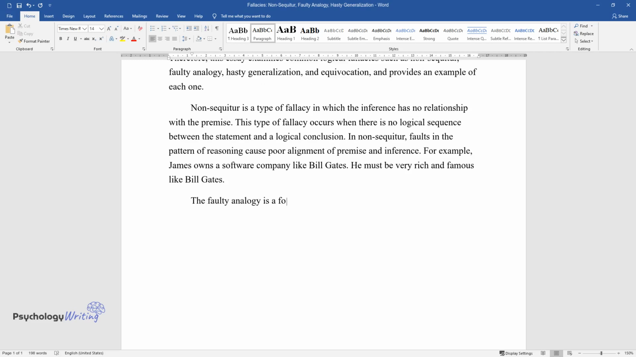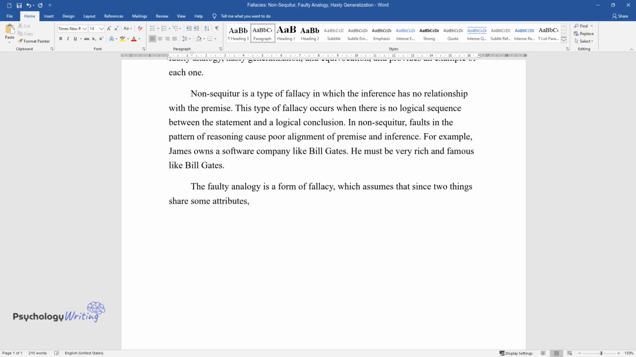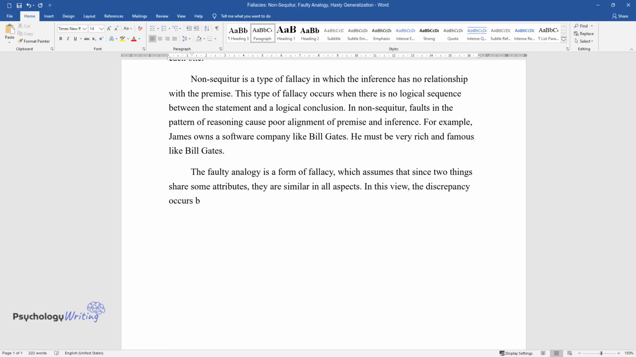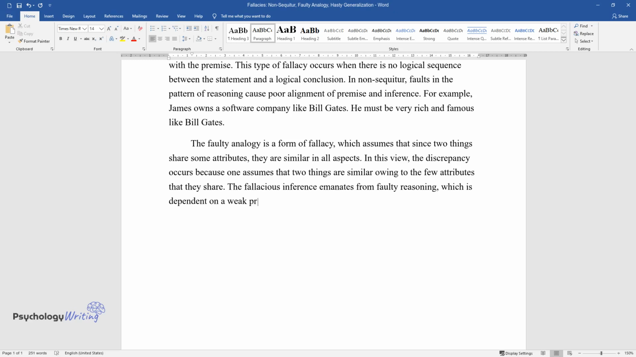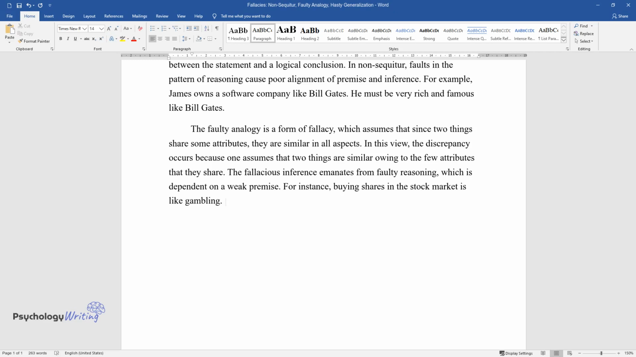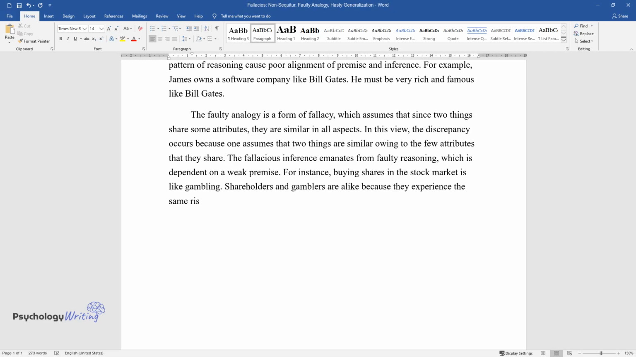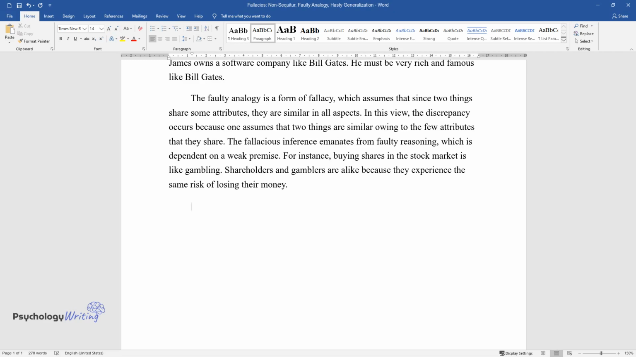The faulty analogy is a form of fallacy, which assumes that since two things share some attributes, they are similar in all aspects. In this view, the discrepancy occurs because one assumes that two things are similar owing to the few attributes that they share. The fallacious inference emanates from faulty reasoning, which is dependent on a weak premise. For instance, buying shares in the stock market is like gambling. Shareholders and gamblers are alike because they experience the same risk of losing their money.